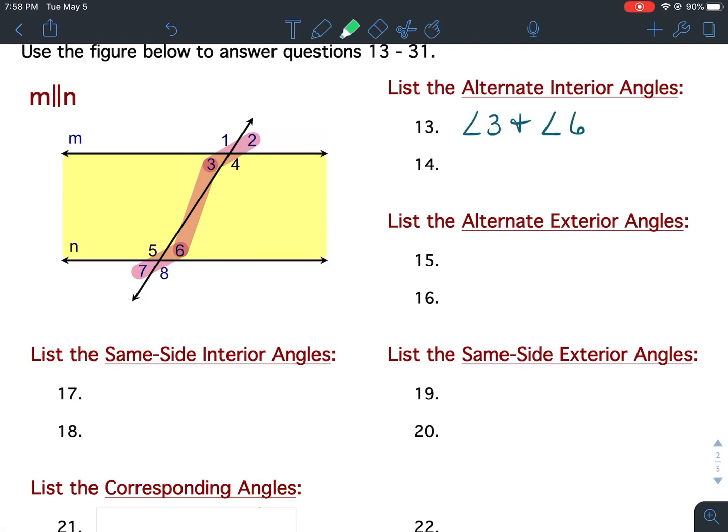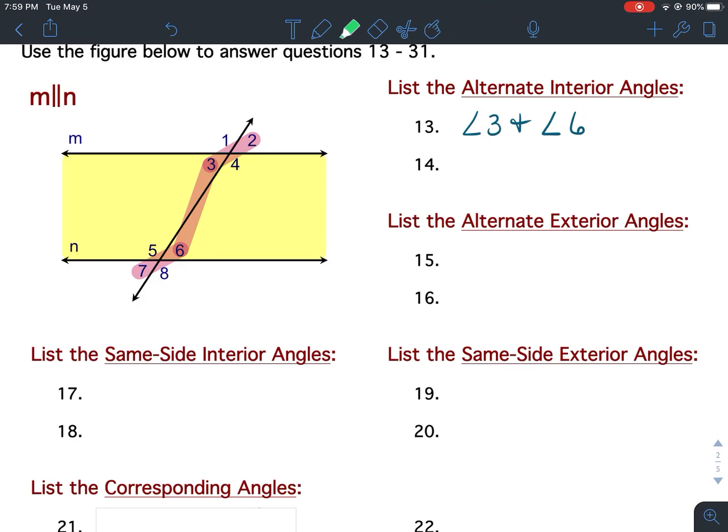Now when you write your answer, make sure you have an angle symbol. So angle 3 and angle 6. Don't just put 3 and 6. You'll get points off. Now if you want to write that and sign, you can. If you want to write out the word and, you can. If you want to put a different type of and sign, I don't care, as long as you have angle 3 and angle 6. Okay, so you're going to find the other pair of alternate interior angles.